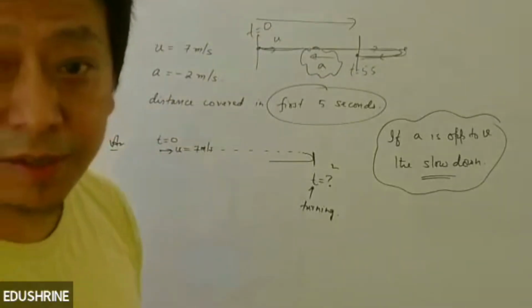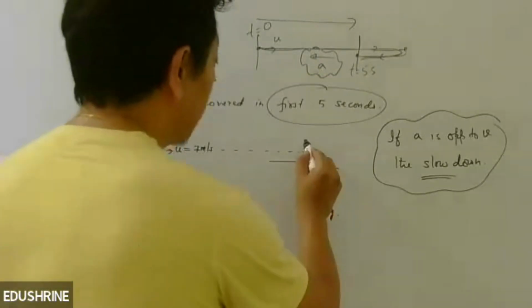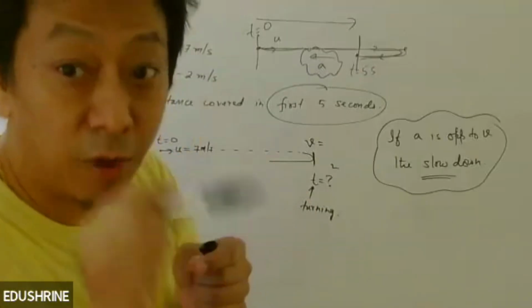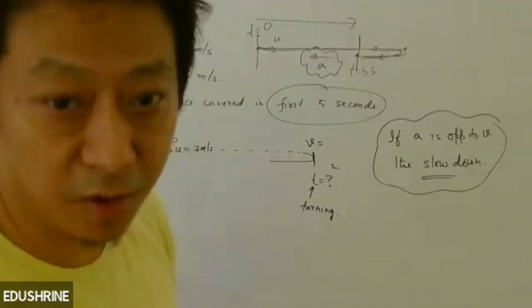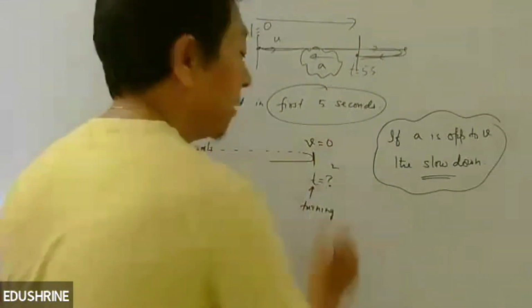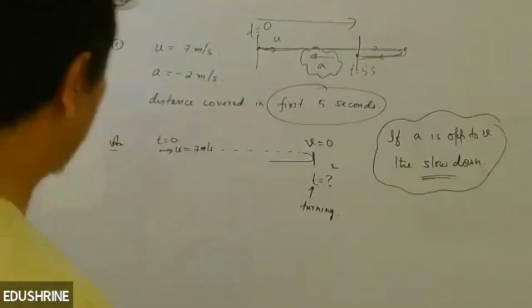How will I calculate that time? Any idea? What will be V here? Velocity here. If it goes up to there and comes back, at that point, what was velocity? 0, because beyond that it is not going. So V is 0.